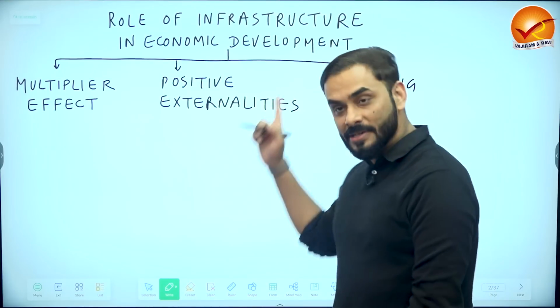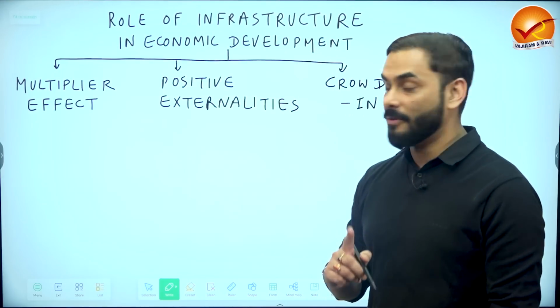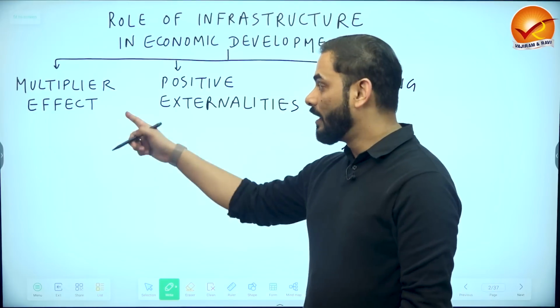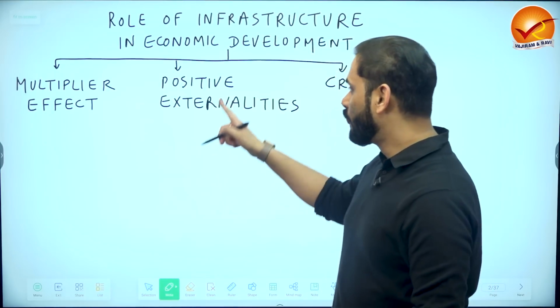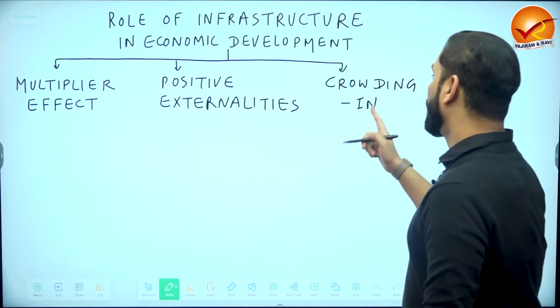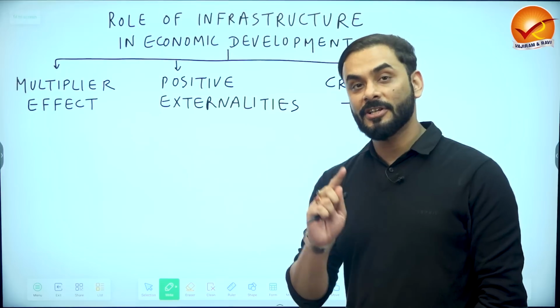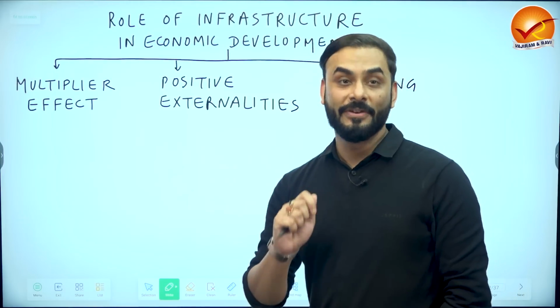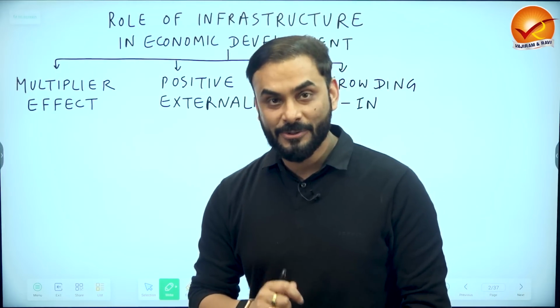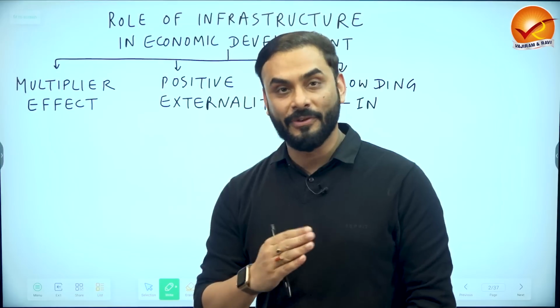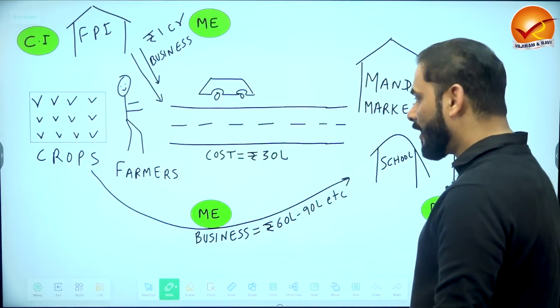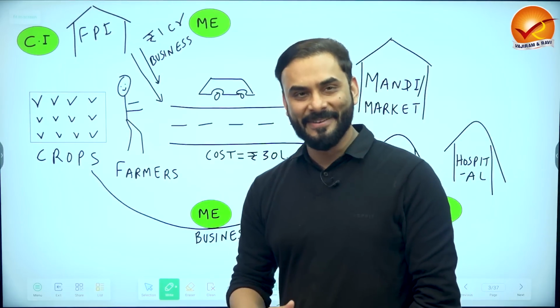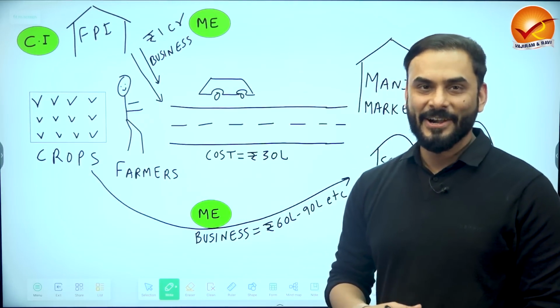So this is the role of infrastructure in economic development. Number 1, multiplier effect. Number 2, positive externalities. And number 3, crowding in. These are the 3 most important effects of infrastructure on economic development. Let us try to understand the meaning of all this. For that, we will take an example from real life and see how it works.